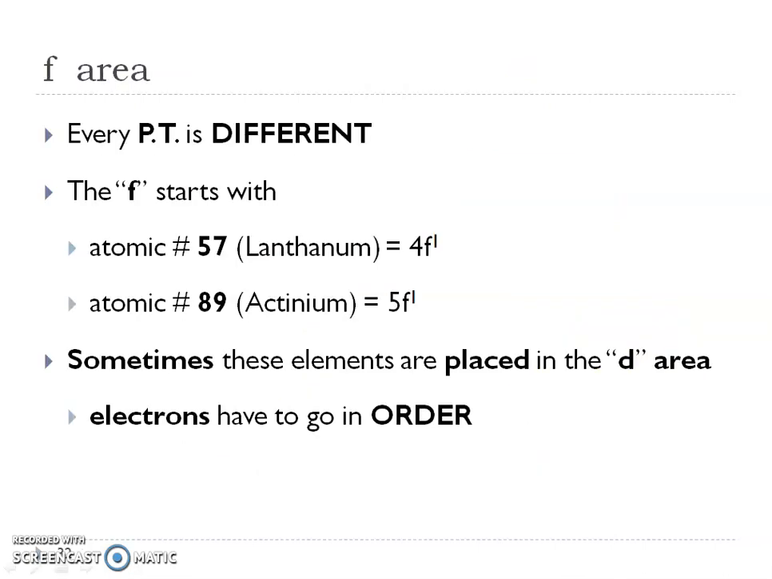Remember that the F area, though, is slightly different. The periodic table in every book is slightly different, so we have to be careful with our F level. The F level starts at atomic number 57. Sometimes that number 57 is in the main part of the periodic table, and sometimes they pull it out and put it down below. So it really just depends, and we have to be careful because sometimes those elements are placed in the D. So we're really going to go by electron order, or atomic number order.